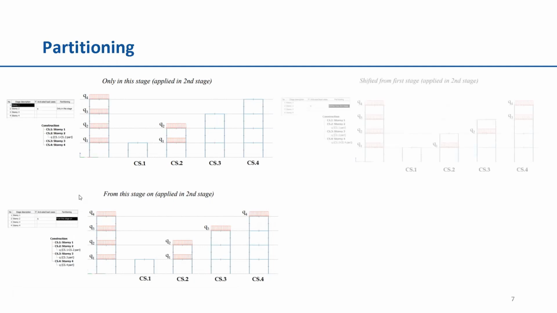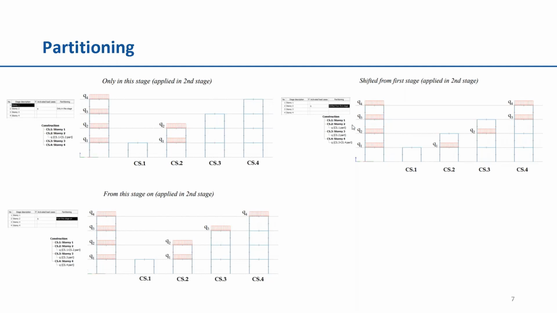The next partitioning option is called shifted from first stage. This is typically used when you have a flooring load that will act one step behind the construction stage. For example, that you will finish the flooring, which will add a load on a stage one step behind all the way up when I build the structure.